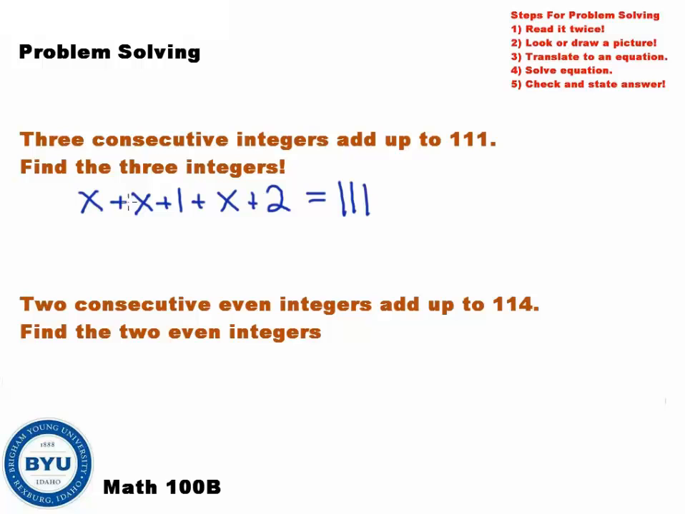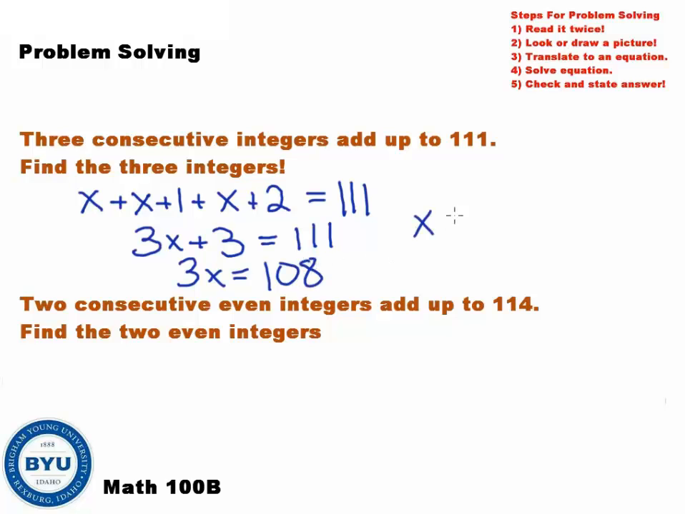So I have how many x's here? 1, 2, 3 x's plus 3 equals 111. We then can subtract 3 from both sides to get 108. Lastly, we divide that by 3. 108 divided by 3 is 36. So our first integer is 36.